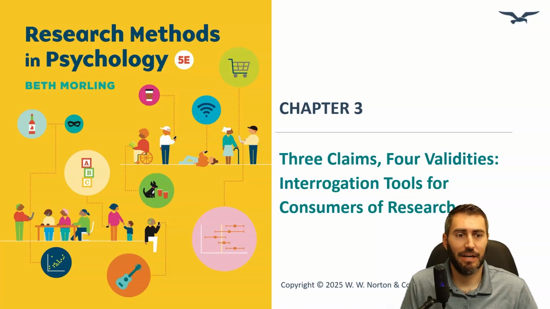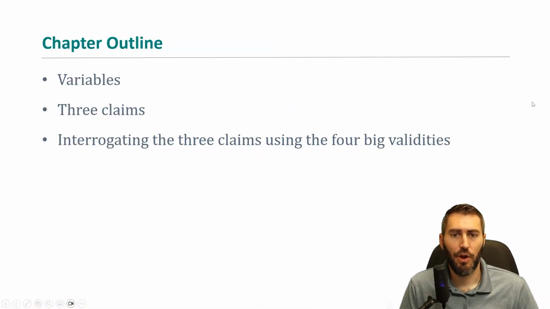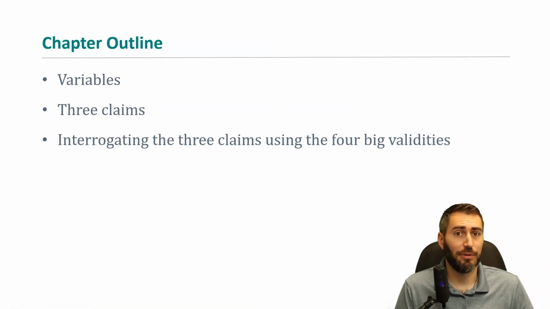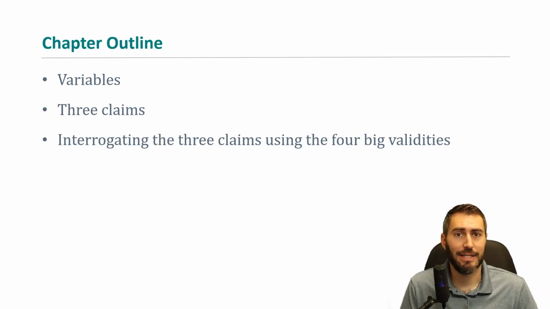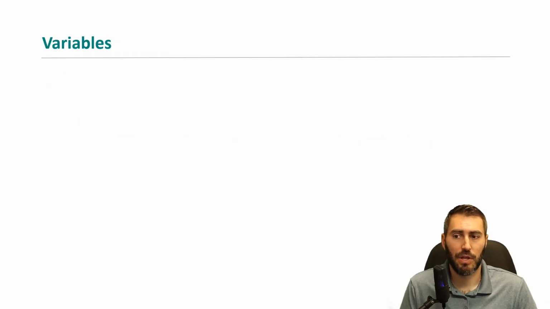So let me switch over here and get everything set up, and we'll go ahead and get started and take a look here at chapter 3. All right, so like I said, we're going to first talk about variables themselves, then we'll get into the 3 claims, and then we'll talk about how we can interrogate or assess those claims using these 4 main types of validity. All right, so variables first, variables themselves.